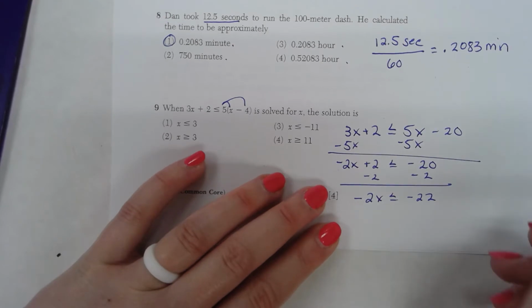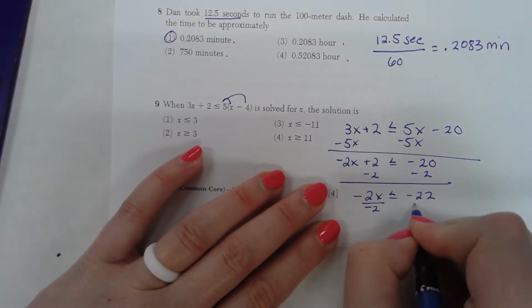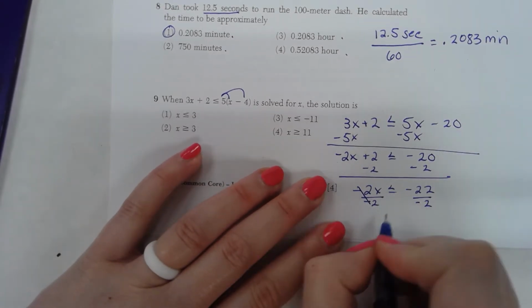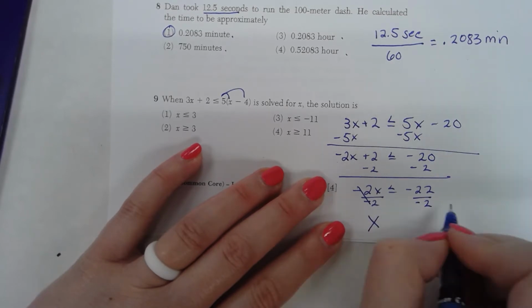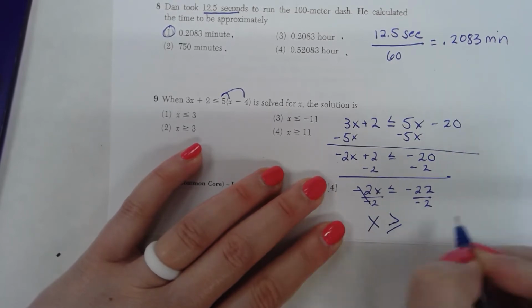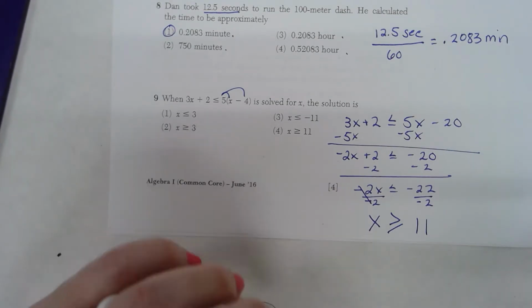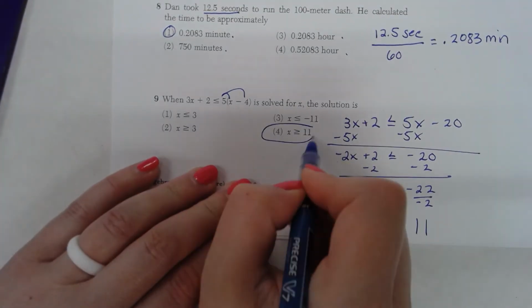And I'm going to divide by -2. This is the biggest step right here. When I divide by a negative, I have to flip my inequality, and I get that. x is greater than or equal to 11. There's my answer right there.